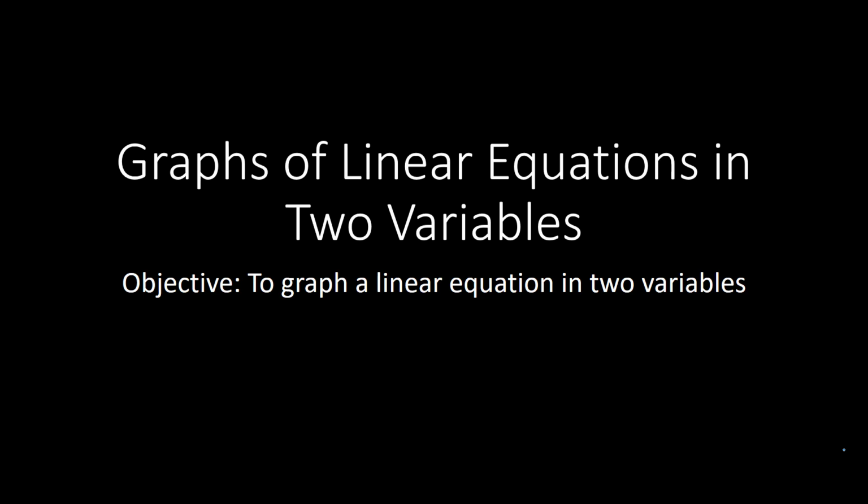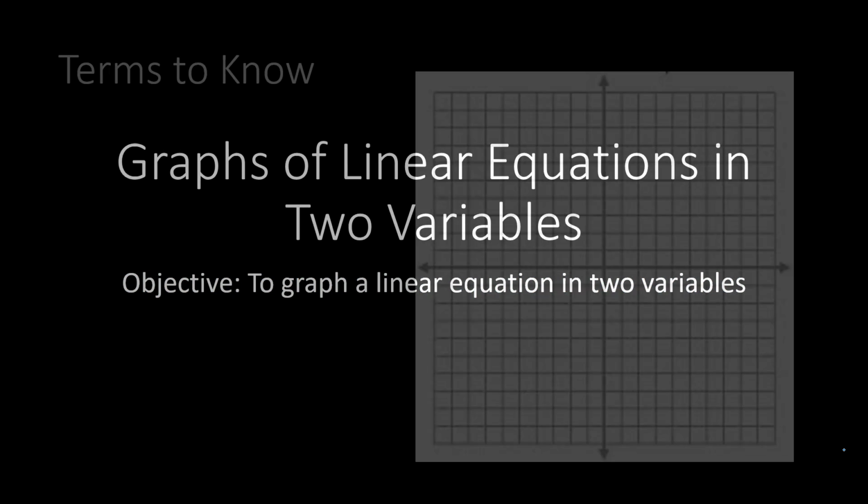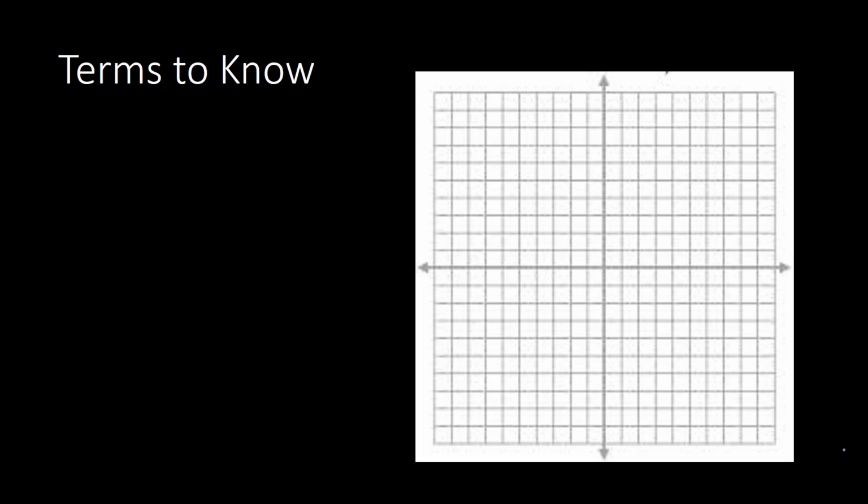In this lesson, you will learn to graph a linear equation in two variables. Before we begin, we need to know a few terms, and so the first term you need to know is the term coordinate plane. A coordinate plane is simply the entire plane that you see on the right where we will be graphing. And another name for the coordinate plane is the Cartesian plane.